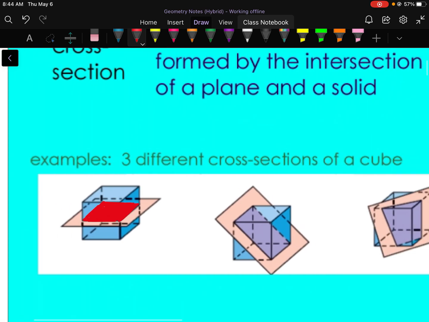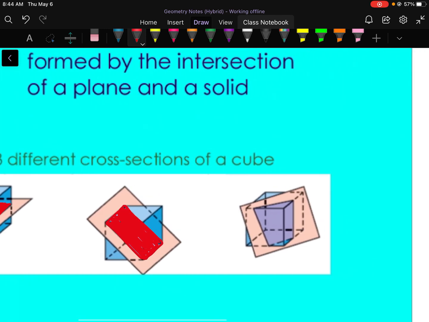If you were to cut this cube diagonally, this one's a little bit easier to see. What you end up forming, when the plane and the 3D figure meet, is a rectangle. And then over here, if you cut it at this funny angle, what you end up getting is a trapezoid. So you can cut a cube different ways to form different cross sections, is what those are called, where those two things cross.